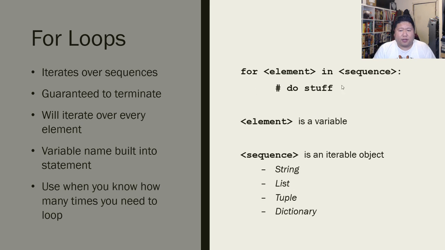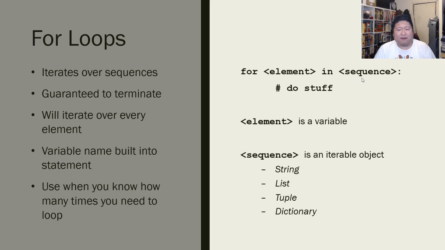Okay, so if you look on the right side here, this element thing, you're supposed to replace with a variable name. So the variable name is built into this structure. This is the structure for a for loop. It's for each element inside whatever sequence you give it. And remember, this has to be a sequence, and that's either going to be a string, list, tuple, or dictionary. Whatever is inside that sequence, it's going to go one by one, and this variable that you have here is going to take on each value at a time, and then you're just going to do whatever you need to do with that variable.